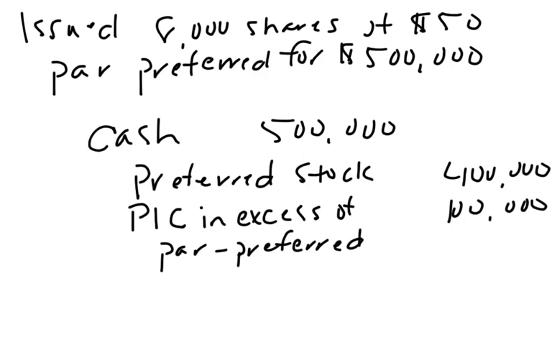So the only difference, if you had par or stated value, would be that instead of saying paid in capital in excess of par, you would have said paid in capital in excess of stated value. It's just a terminology difference. How they function is the same.